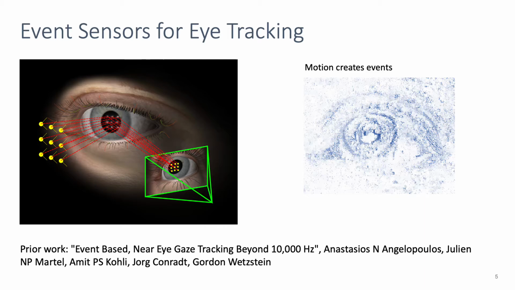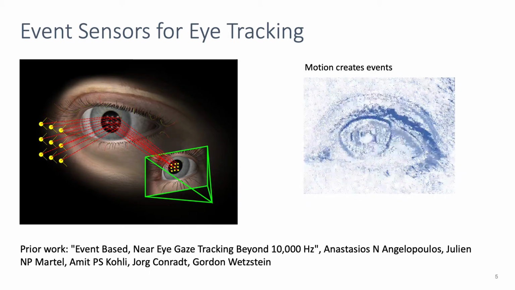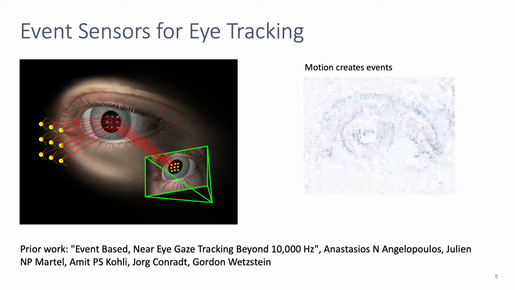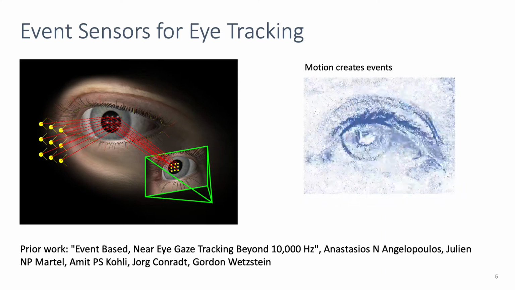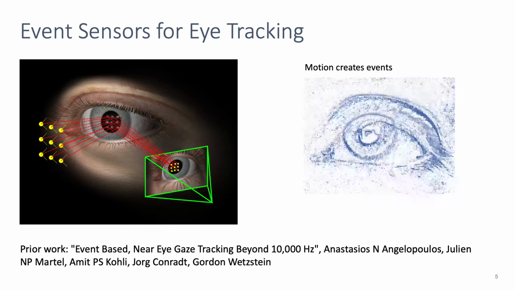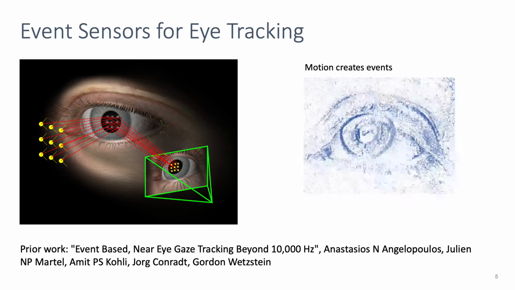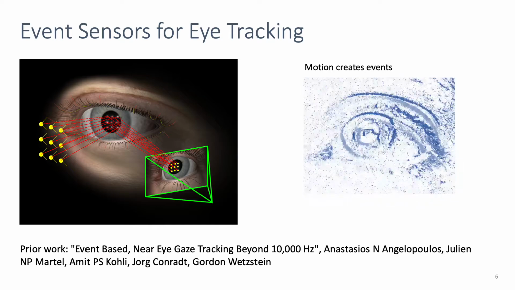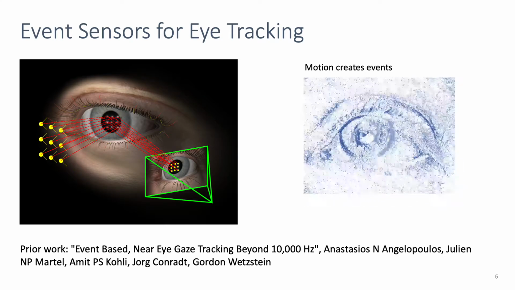To address this, we turn to event sensors, which unlike traditional cameras operate asynchronously at low latency and low power. Rather than producing entire images at a fixed frame rate, event sensors produce a sparse stream of events. Events are represented as the coordinates of pixels which have increased or decreased in intensity by a tunable threshold, together with microsecond accurate timestamps.